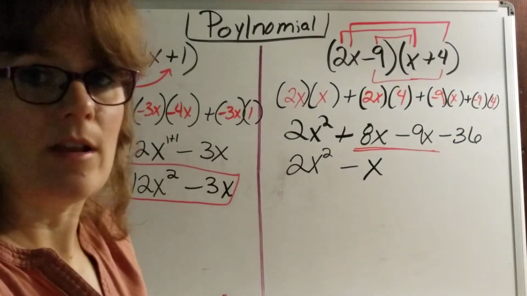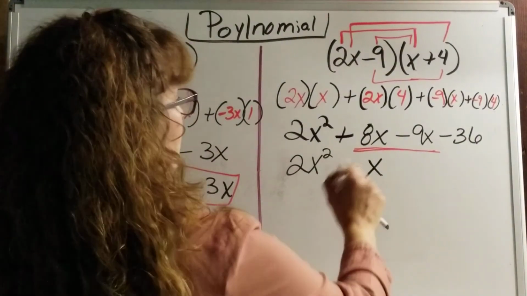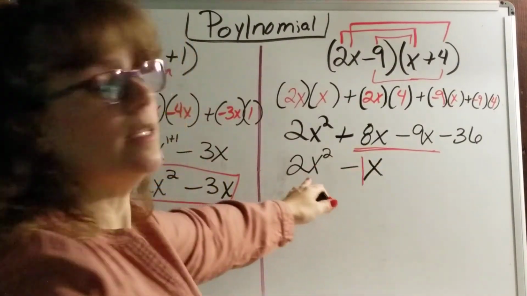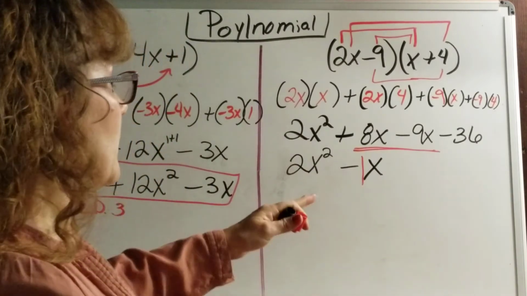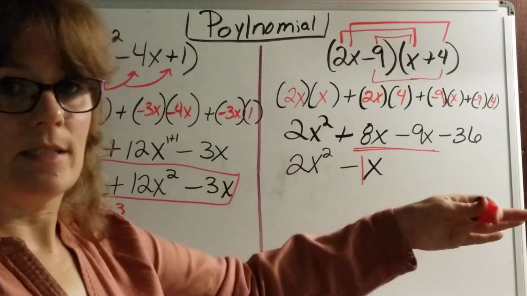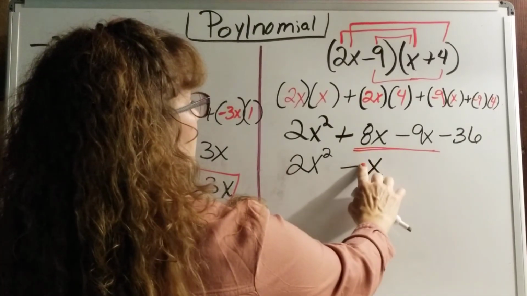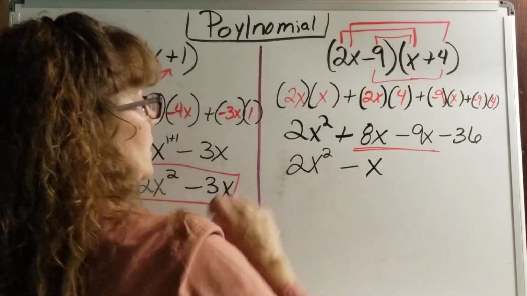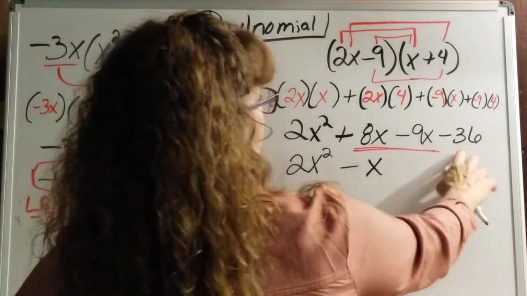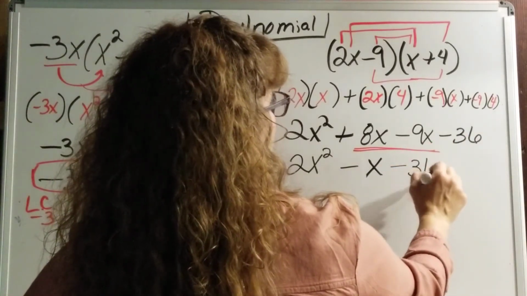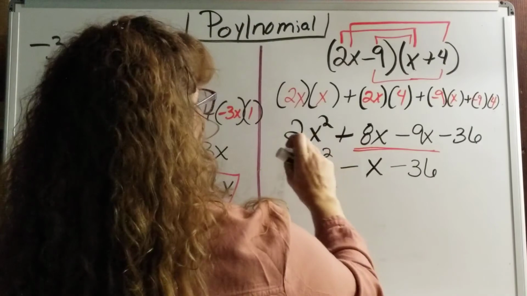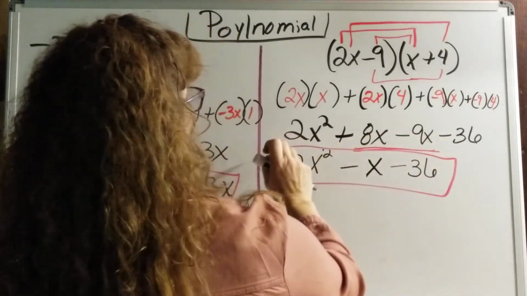But in your final answer, you would not put a 1 here. That would not be in simplest format, because we know that negative 1 times x is just negative x. So it's important, guys, that when you write your final answer, it's just negative x. And then my constant term is negative 36. This is my final answer.